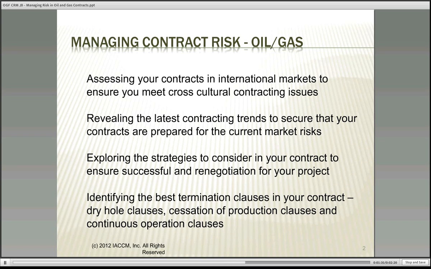Third, we're going to look at the strategies that you might want to consider with your contracting to ensure that you have successful renegotiations, if that in fact is something that you're contemplating. And then finally, we'll look at some of the termination clauses that you might have in your contract, things from dry hole clauses to cessation of production clauses, continuous operation clauses, and other types of similar provisions.